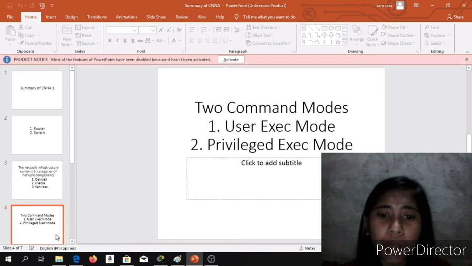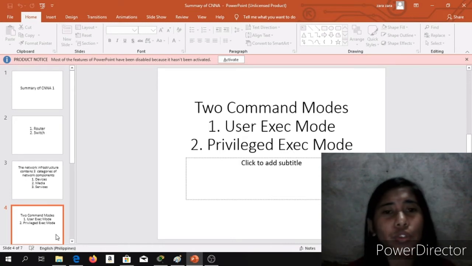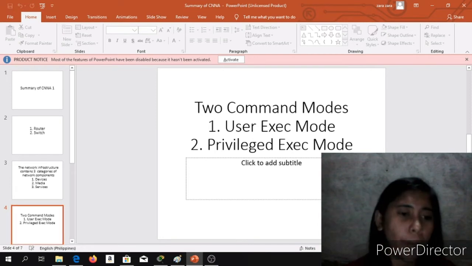and the two command modes, the user exec mode and the privilege exec mode. The user exec mode allows access only to a limited number of basic monitoring commands, while privilege exec mode allows access to all commands and features. Privilege exec mode is also called enable mode.